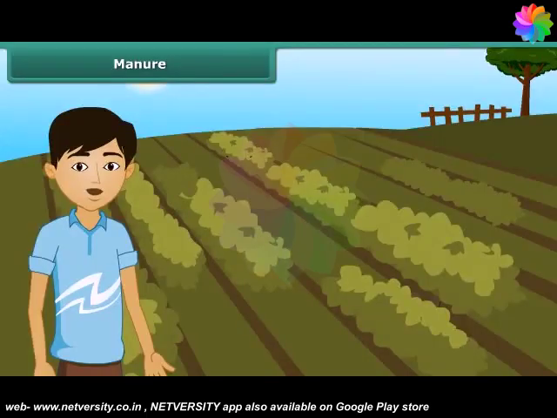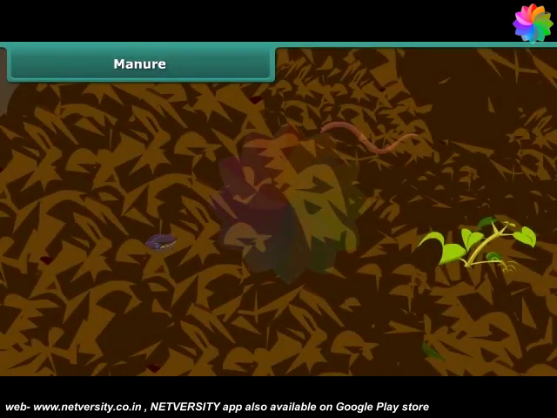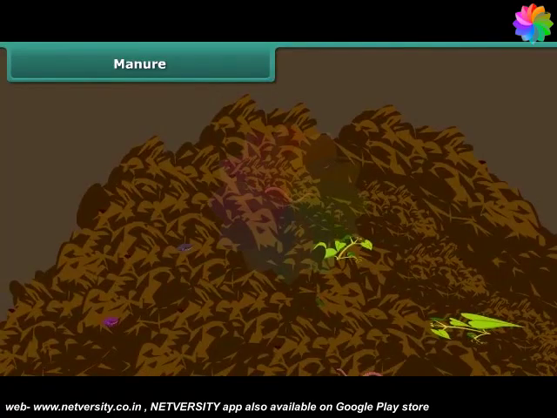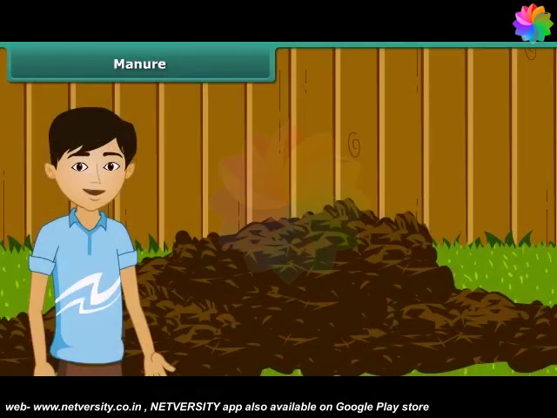Friends, now let us move on to the next topic of this module. I am sure you must have heard the term manure many times. Do you know what it is? Okay, let us see. Manure is an organic substance obtained from the decomposition of plant and animal wastes. To make it, farmers dump plant and animal wastes in pits at open places where they are decomposed by microorganisms.